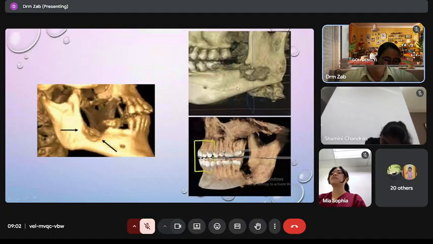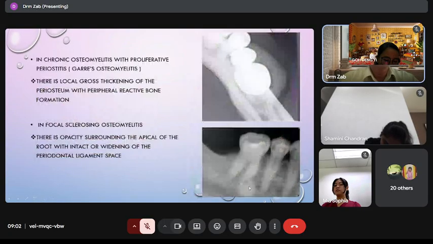Again, here you can see on the CT scan a clear view of the sequestrum, the moth-eaten appearance, the cloacae, right? And all this has a potential for pathological fracture.